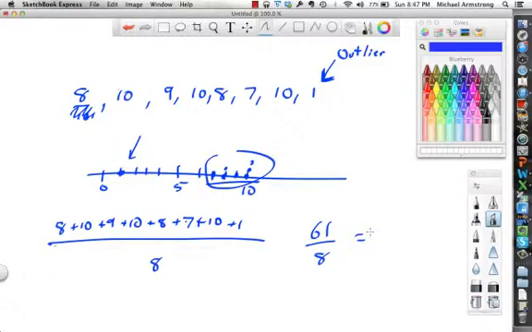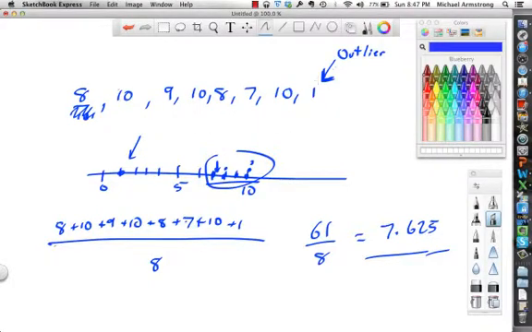Let me try that again. 61 divided by 8. So this is saying that my average score is 7.625. And that doesn't really make a lot of sense because my lowest score in this group is 7. And so this one bad score brings my average down to be right here, 7.625, right in the middle between 7 and 8.